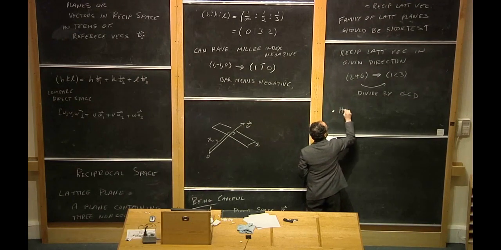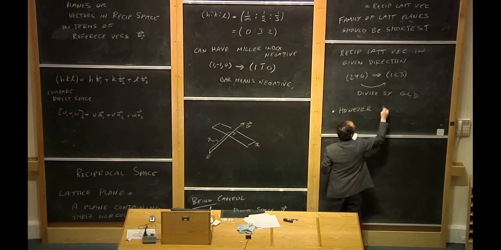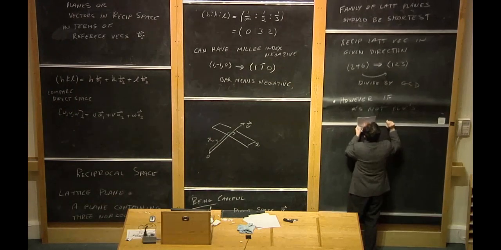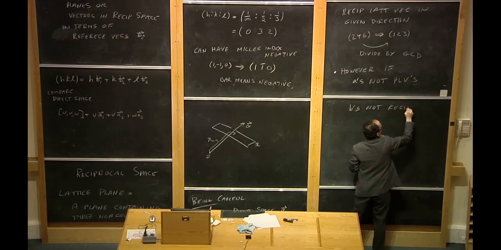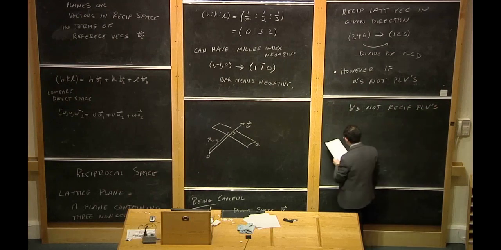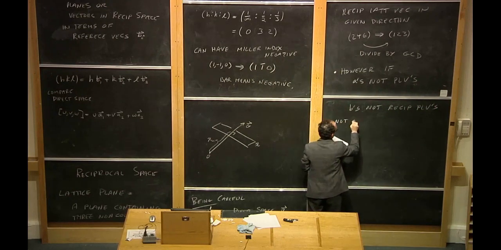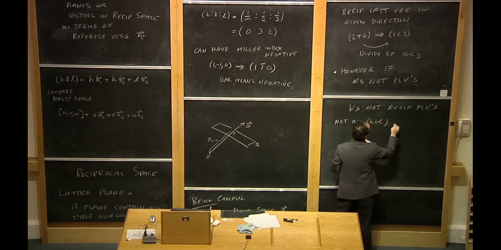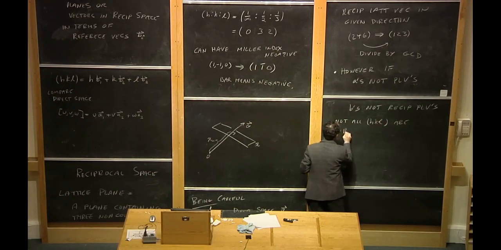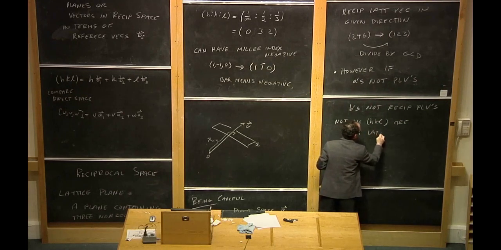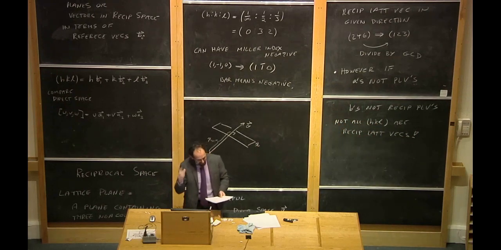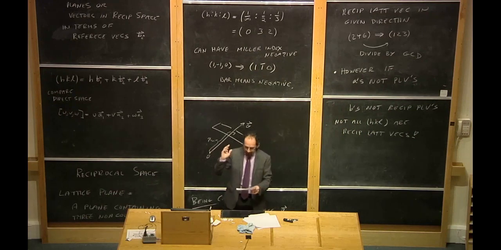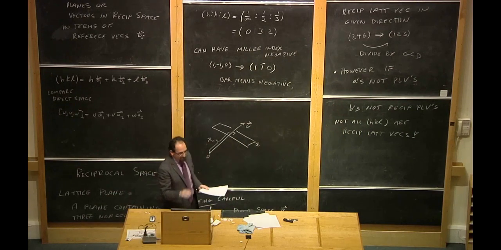However, if the A's are not PLVs, then the B's are not recip PLVs, which means that not all HKL are reciprocal lattice vectors. And this is the source of most good exam problems. Okay, so let me show you exactly what we mean by this.